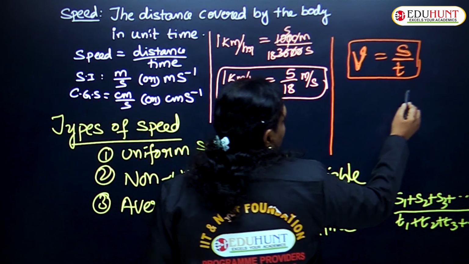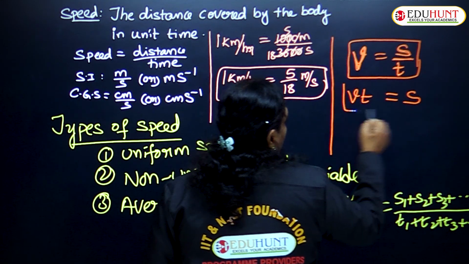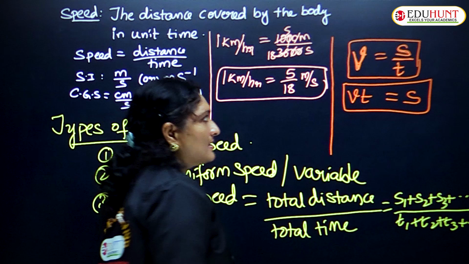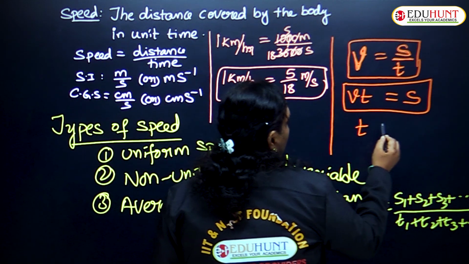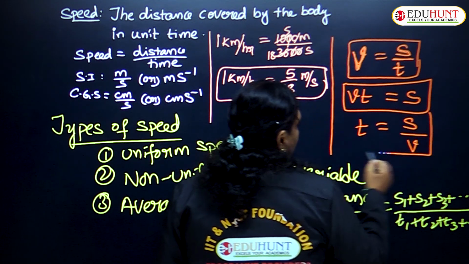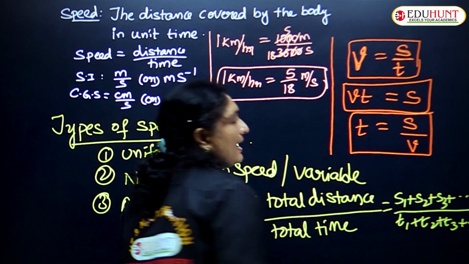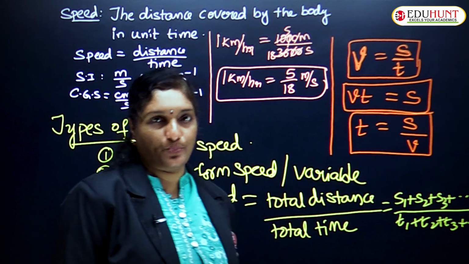If I would like to find the distance S, it is equal to speed into time. If I would like to find the time, time equals distance upon speed. Remember, children, I have considered S for distance, T for time, and V for speed.